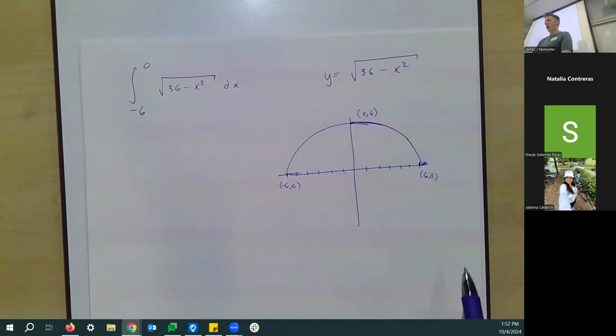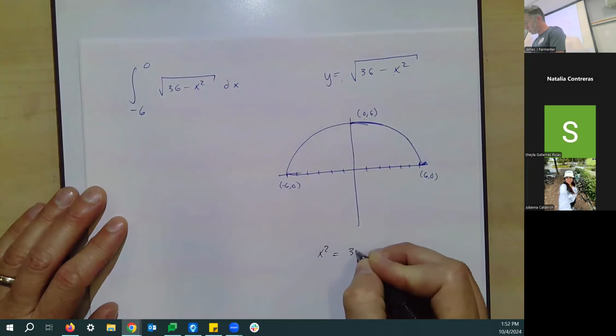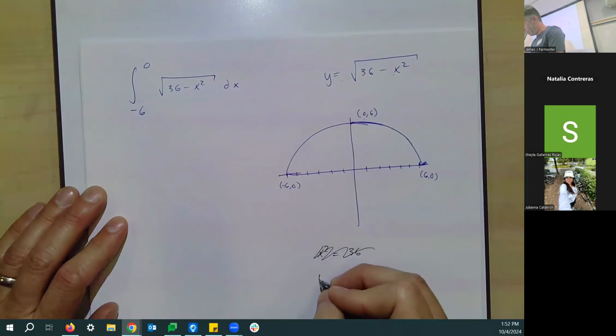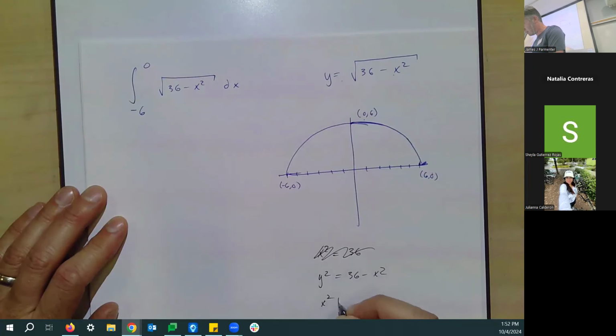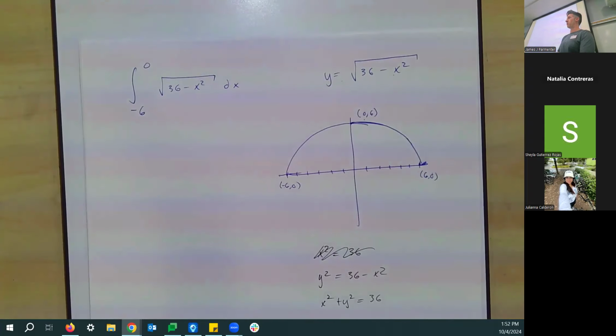And if that isn't obviously a circle to you, the way you can make it more obvious is by squaring both sides, so y squared is equal to 36 minus x squared, and then adding x squared to both sides. You see, it looks like your usual typical equation of a circle centered at the origin with the radius of the square root of 36, which is 6.